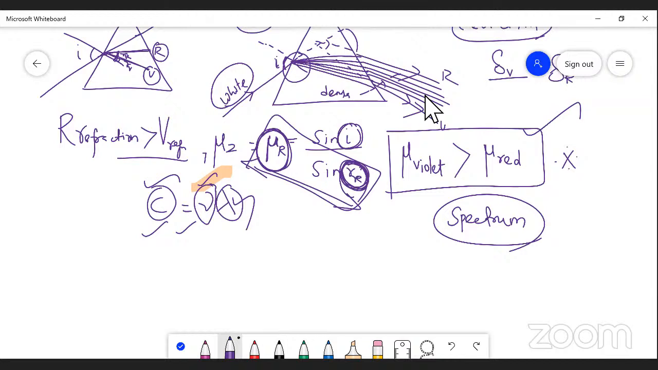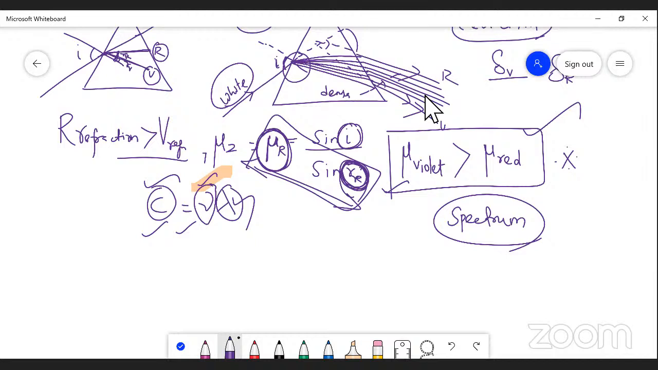Our first result is that the refractive index of violet is maximum compared to the refractive index of red color. This is the main reason why, when violet color is incident on the surface of the prism, the color should be dispersed, right? The splitting of violet. This is the main reason.